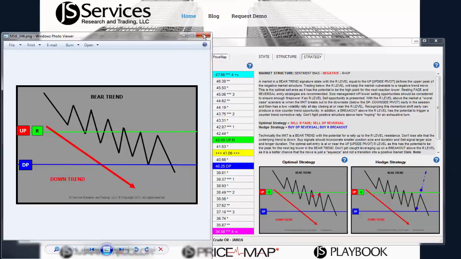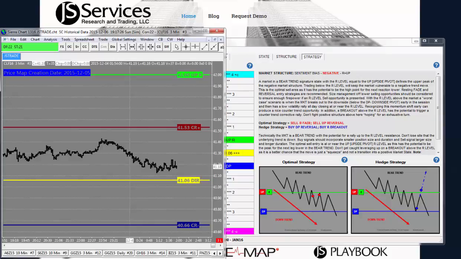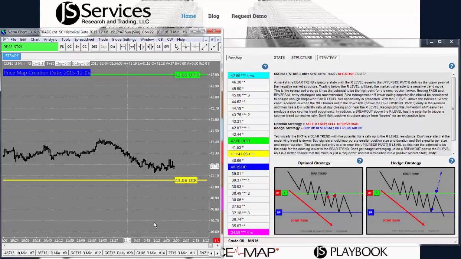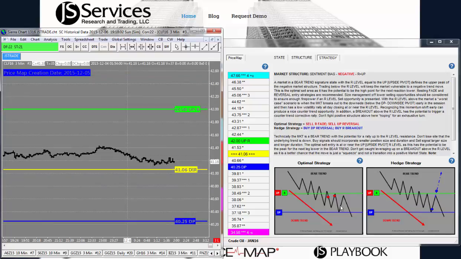And now what we want to do is look at price action within that market structure. So here is an intraday chart. This is the start of the session, December 4th. Here's midnight, and we're coming in to the European opening. We know we're in a bear trend market state.